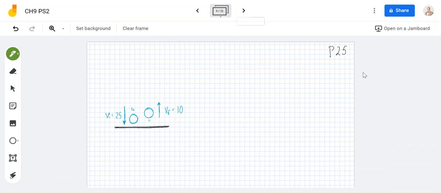All right, that's about a 25. 25 nice and easy. 25 says a 1.2 kilogram ball, let's write that down.